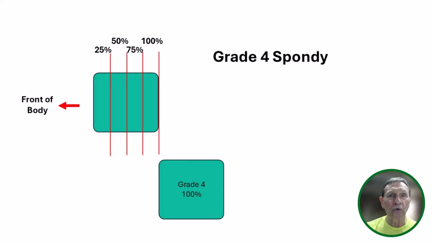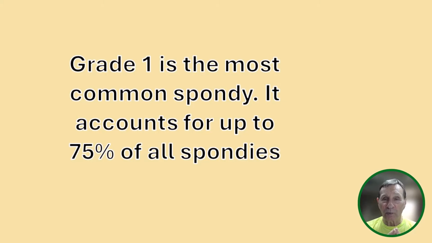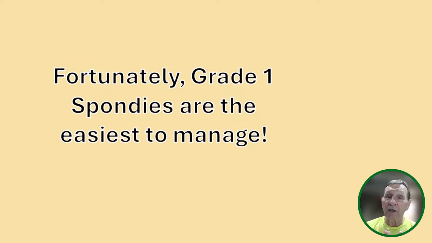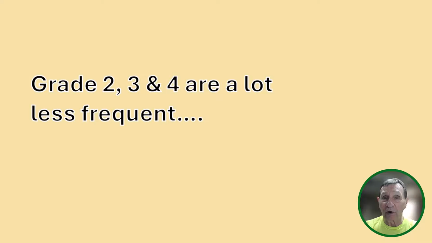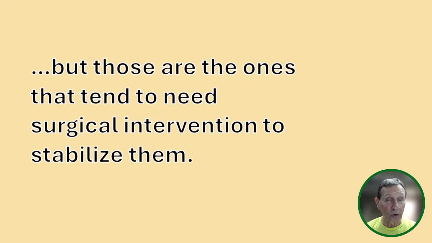And just so that you know, the grade 1 spondy is the one that affects probably about 75% of the people, somewhere in that area. And those are the ones that are most easy to be able to manage. And when you get into the grade 2 and grade 3 and grade 4, they're a lot less frequent, but those are the ones that are more likely to need surgical intervention. They're not do it at home kind of things that you can have too much effect on.